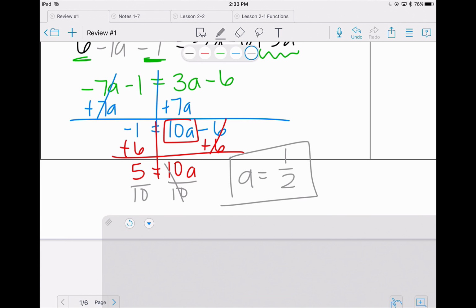Not 10 divided by 5, but 5 divided by 10. Whatever number's on top is being divided by the number on the bottom. Think about it in terms of money. If you had $5 and you wanted to split it between 10 people, everyone would get half a dollar. You would not have $2 for everybody if you only had $5 and 10 people.